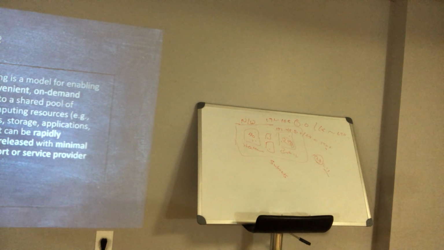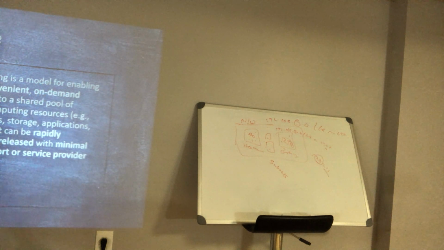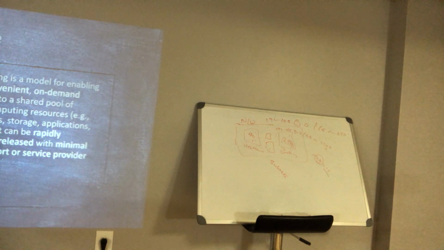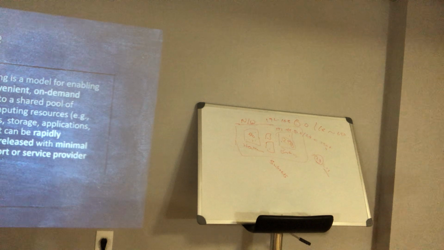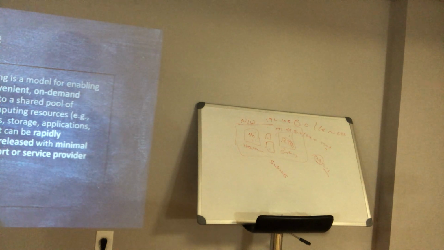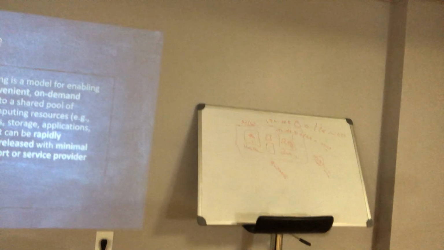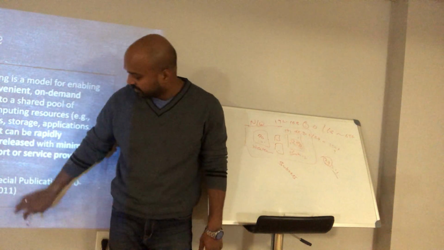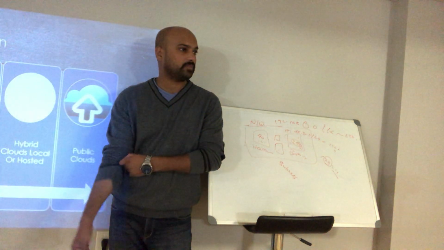What is a computing resource? A network, server, storage, application, anything in the cloud that can be rapidly provisioned and deprovisioned. This is released. That means creation and destruction can be done with minimal management effort. That means even I must not be putting a lot of effort into creating these resources. I do not want to contact my service provider like Amazon or Azure to build any of these things. That's the definition of cloud computing. Now this is given by NIST in their publication 800-145 in September 2011.